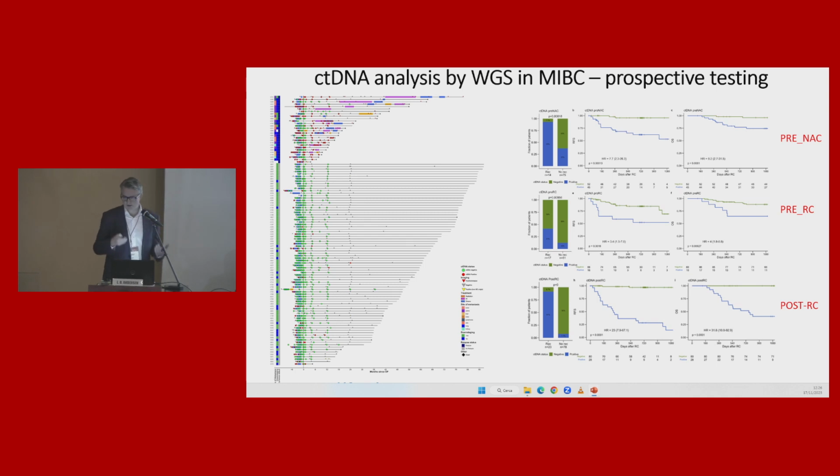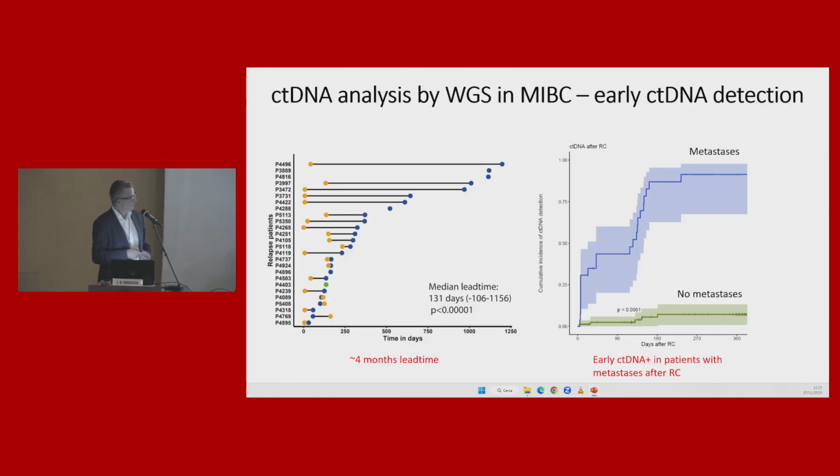Again, if we look at the survival plots for these patients, we can see, similar to when we used the other tests, that using this whole genome sequencing approach we have an indication that this is a highly prognostic marker before chemotherapy, before cystectomy, and especially after cystectomy, where we have a high power of this biomarker.